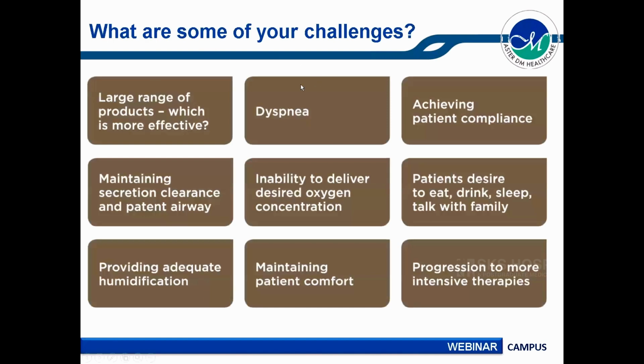So what are some of your challenges? There is a large range of products and you don't know which is more effective. Sometimes the patient still has breathing difficulty. The patient compliance may not be that good.